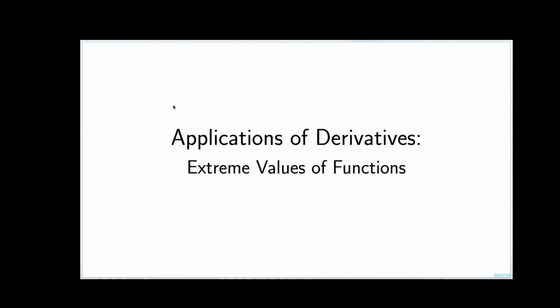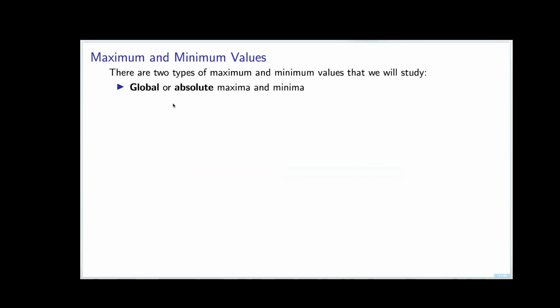In this lesson, we'll continue our study of applications of derivatives to consider extreme values of functions. First, let's talk about what we mean by extreme values of functions. Extreme values of functions are just maximum or minimum values. Now, there are two types of maximum and minimum values that we'll study. We'll study global or absolute maxima and minima, and we'll also study what are called local or relative maxima and minima. We'll define these precisely in a moment, but first let's get started by looking at a picture to illustrate these definitions.